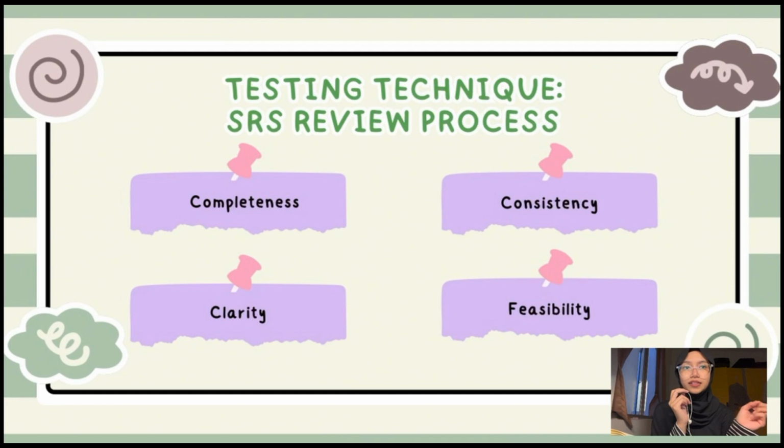Next, the SRS review process. There are four review processes, which are completeness, consistency, clarity, and feasibility. For completeness, this ensures all functional and non-functional requirements are included. For consistency, checking for conflicting requirements. For clarity, ensuring requirements are clear and unambiguous. For feasibility, verifying that the requirements are achievable.